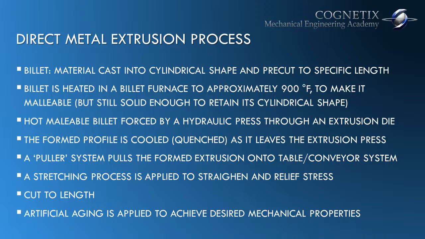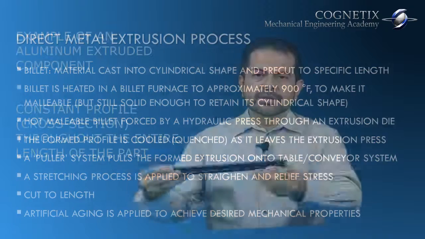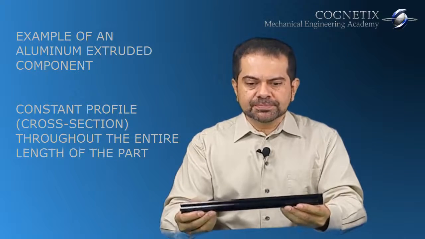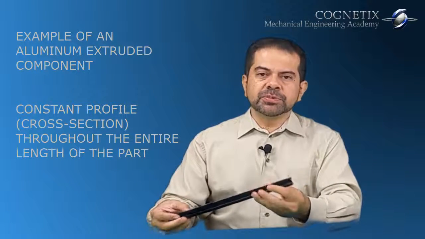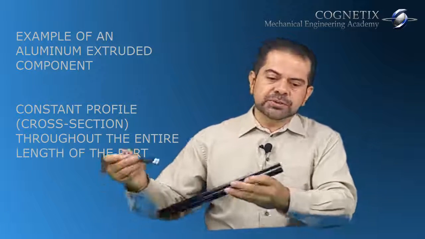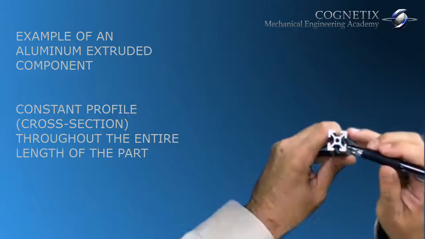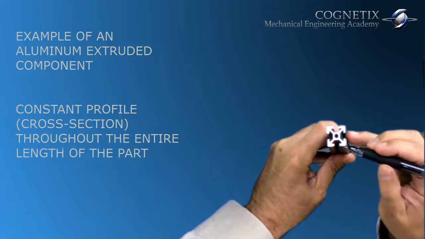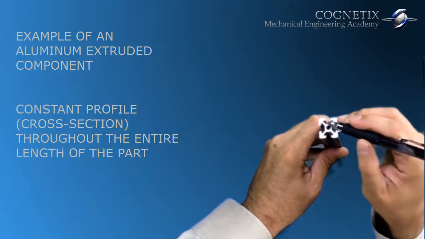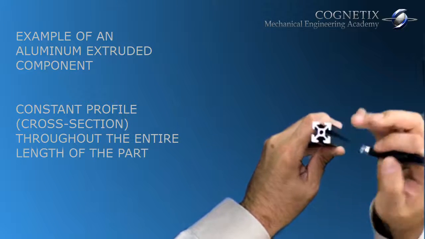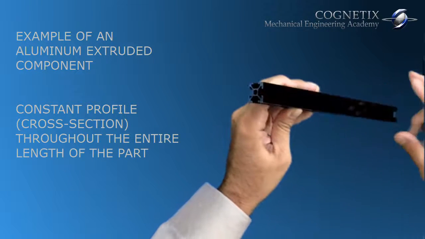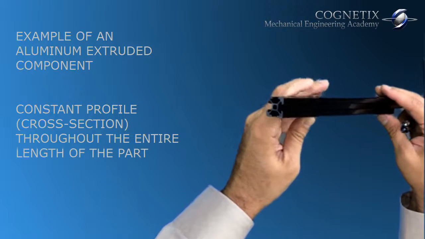Let's go ahead and look at some actual parts now and discuss some of the mechanical design aspects associated with extruded parts. This is an example of an extrusion. As we talked about before, in an extrusion, you have a constant cross-section geometry. So the geometry that you see here is constant throughout the length of the component that you're designing or manufacturing.